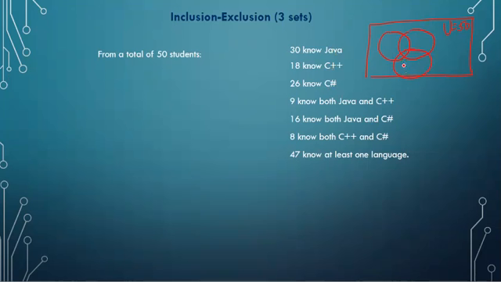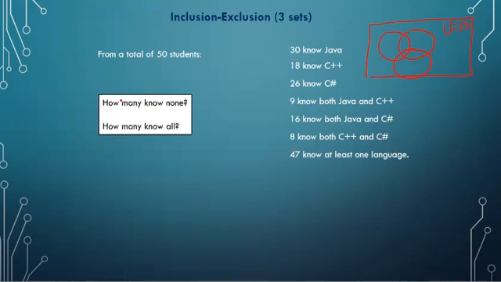Now after that, we know that 47 know at least one language. So these entire three circles value will be 47. That is, A union B union C is 47. This will be your A, B, C, and then both Java and C++ means A intersection B, A intersection C, and B intersection C. So let's see the solution.